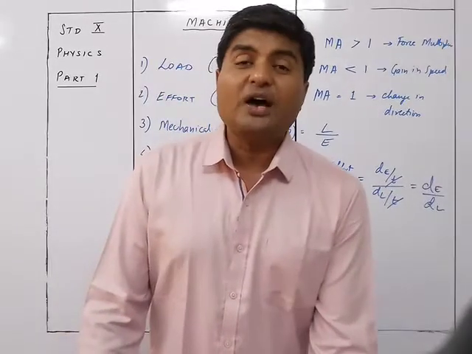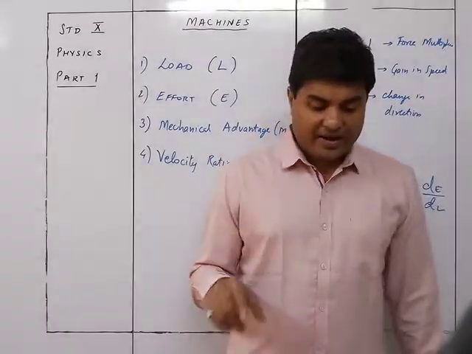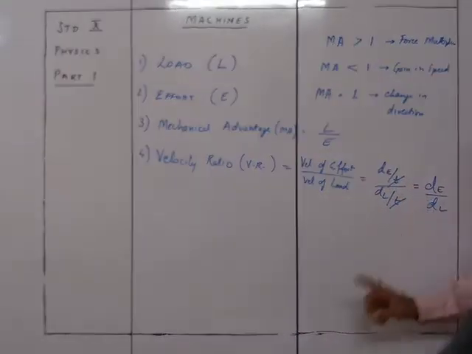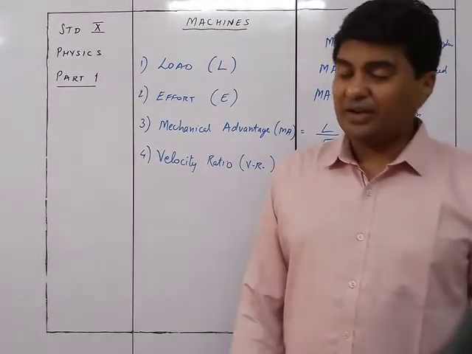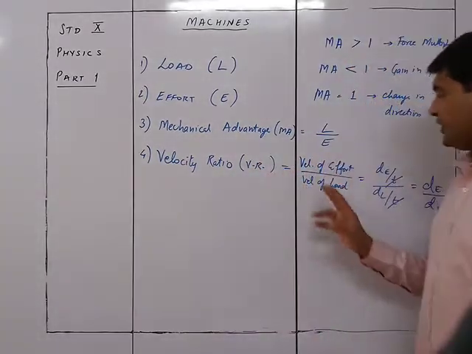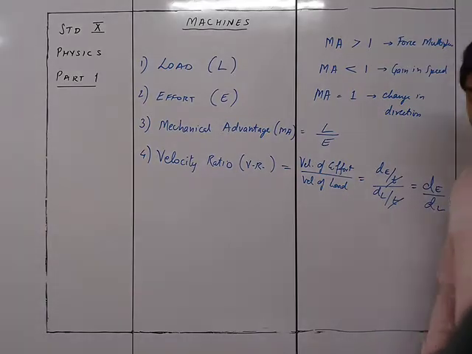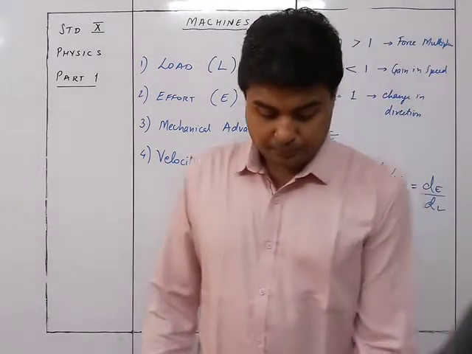Thus, the velocity ratio is also defined as the ratio of the displacement of the effort to the displacement of the load. So velocity ratio is not only the velocity of effort to the velocity of the load, but also it is equal to the displacement of the effort to the displacement of the load.